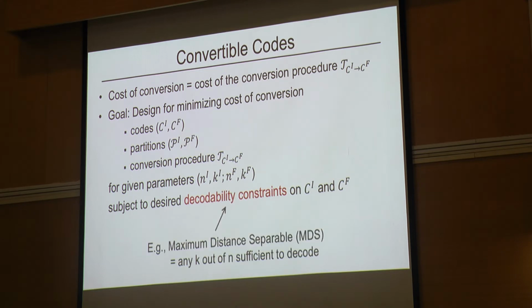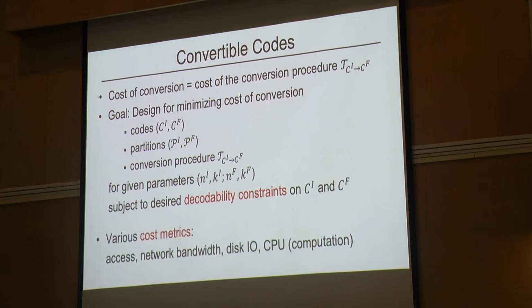For example, this decodability constraint could be the MDS property that we have looked at. That is, we need to be able to decode from any k out of the n blocks, that is, tolerating any n minus k erasures. And there are various cost metrics to optimize for, as we saw earlier. There is the degree, that is the number of nodes you need to access to do this conversion, network bandwidth, and disk I/O bandwidth, and also the computation, that is the CPU cost.